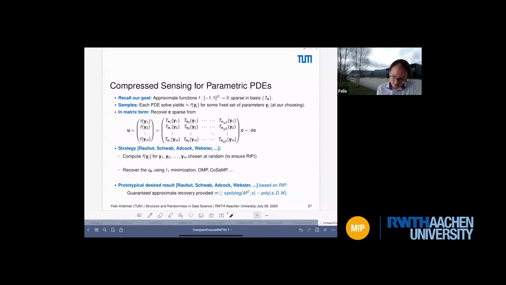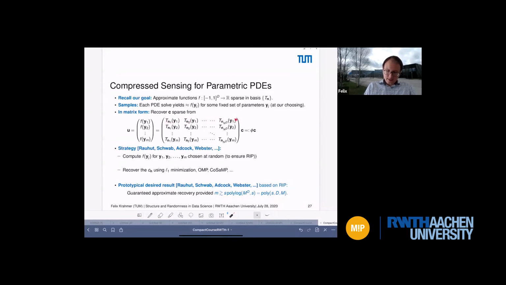If you put it together in a prototypical result, we have a number of measurements. Using randomness, you can get linear in S here, and then you have some logarithmic factors that depend on a lot of things. And for all we care, the bad part is the D in the exponent, right? So as long as everything is polynomial in all the objects here, we are happy.